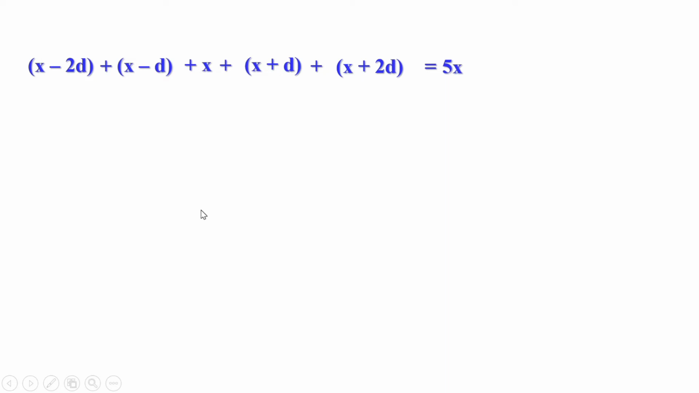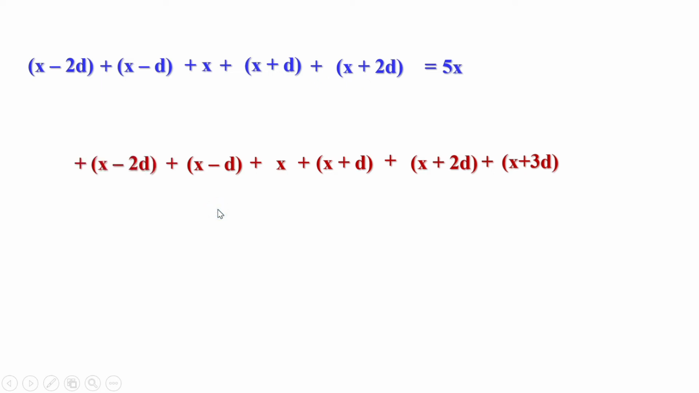Now let us take 7 consecutive terms of an arithmetic sequence. As in the previous case, let us take the middle term as x. Then the term after that is x plus d, and after that it is x plus 2d, and after that it is x plus 3d. If we are taking 7 terms, there are 3 terms after the middle term and 3 terms before the middle term. So the term before x is x minus d, and before it is x minus 2d, and before it is x minus 3d. As in the previous case, when we add, minus 3d and plus 3d becomes 0, minus 2d and plus 2d becomes 0, minus d plus d becomes 0. Now there are 7 terms, and in each there is an x. Adding together we will get 7x.